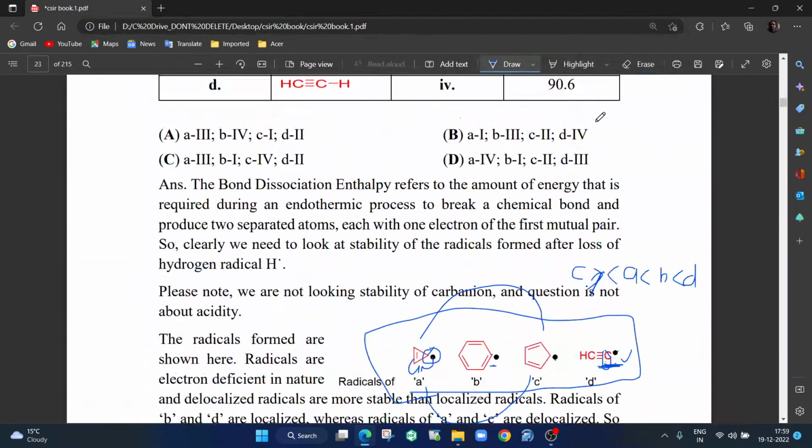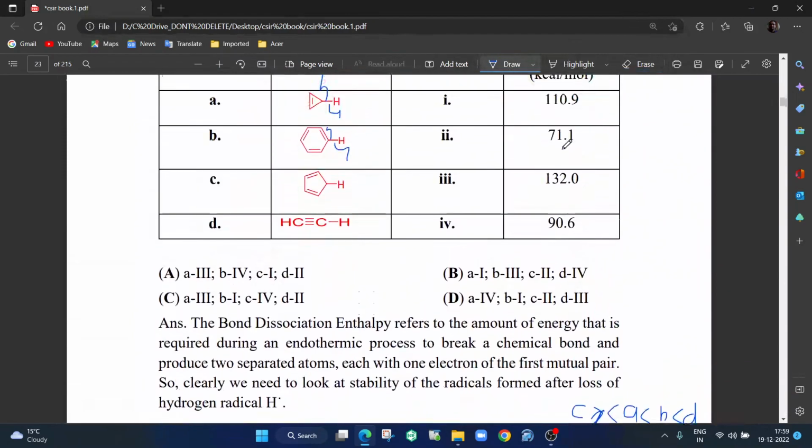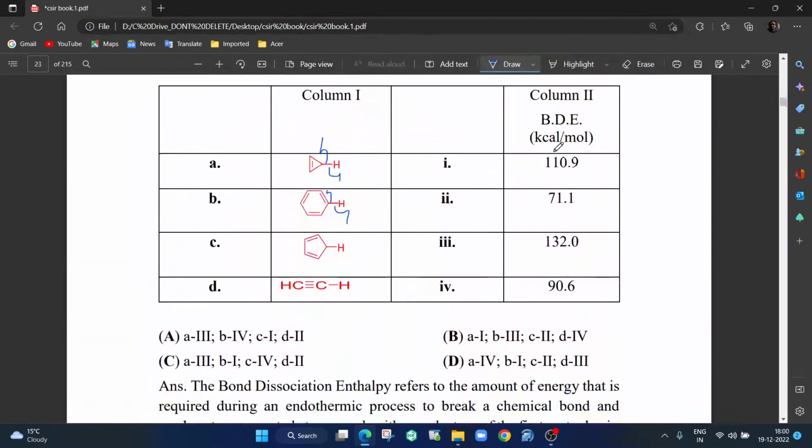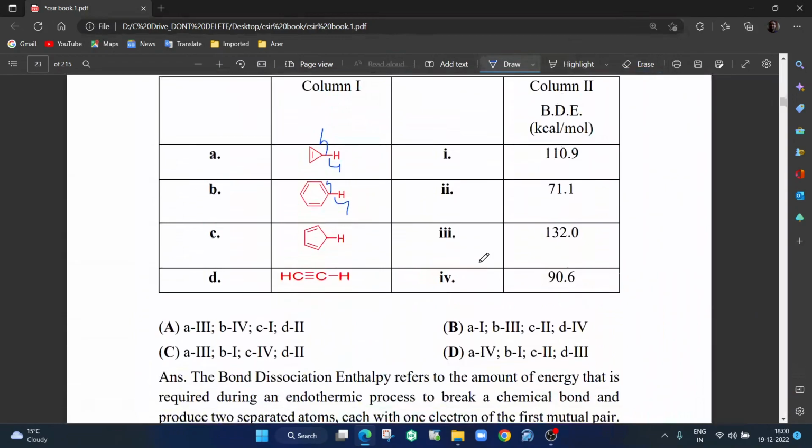Let us look at it. CABD. So it is giving you values, but basically you have to look at it. Okay, so CABD, C we said will have lowest, right? So lowest is 71. Then we said A will have a little higher than that, so it is 90. Then I said B will have a little higher, and D will have highest.